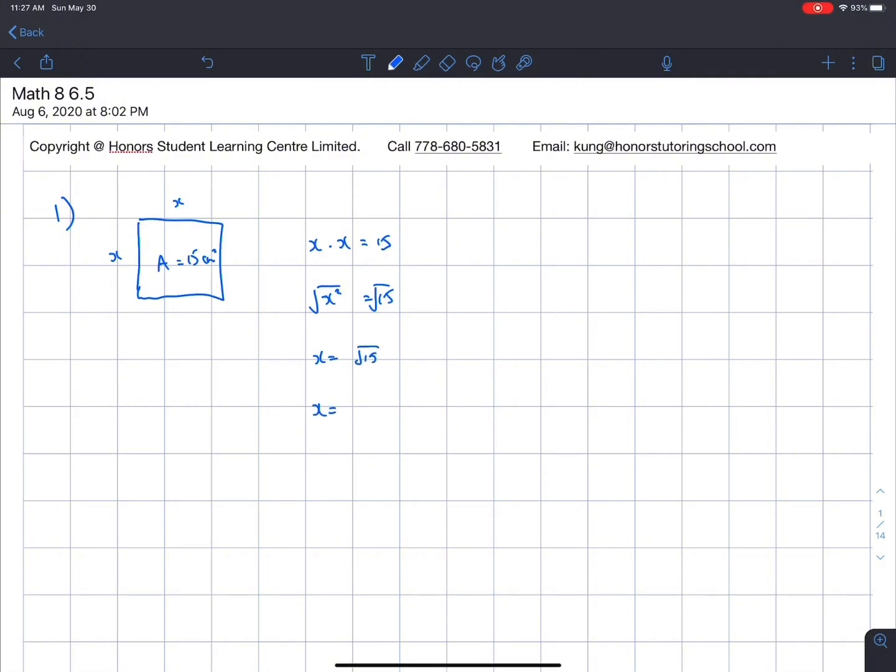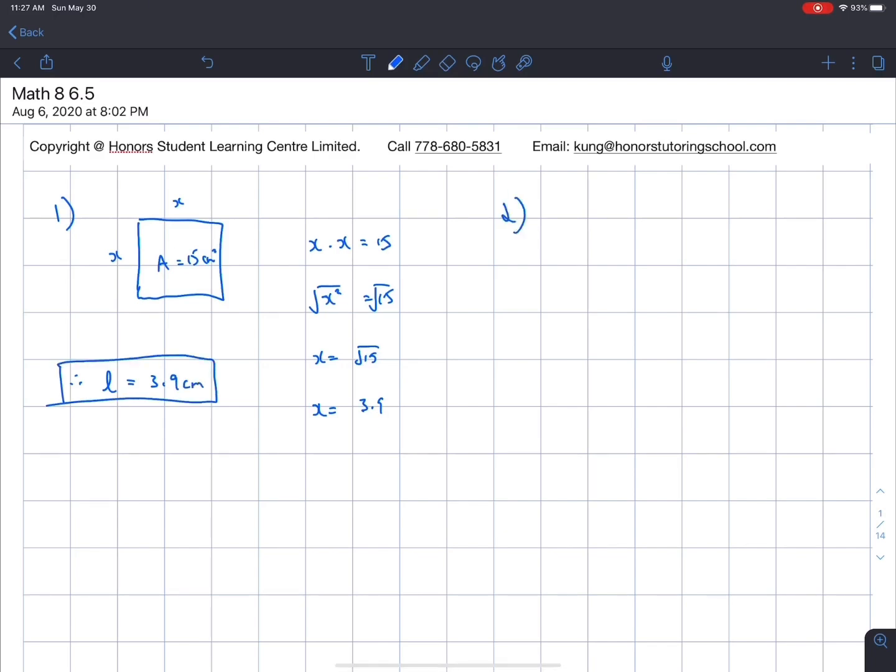And I can type this into the calculator. The square root of 15 is 3.9. So we can say that the length is 3.9 centimeters.